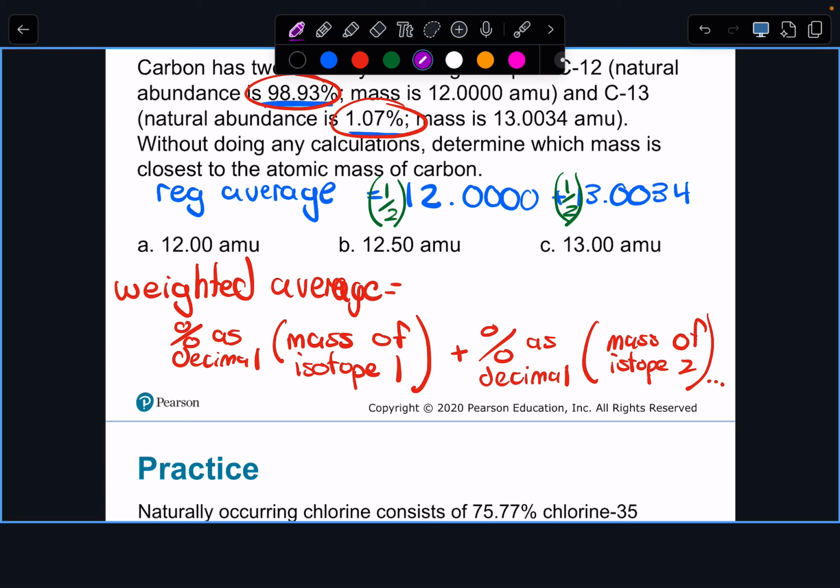Okay, so the percentage as a decimal: 0.9893 for carbon 12 with a mass of 12.0000, plus 1.07 as a decimal.